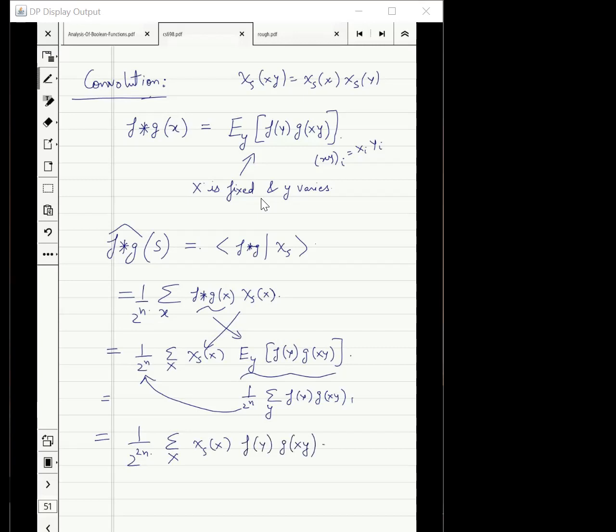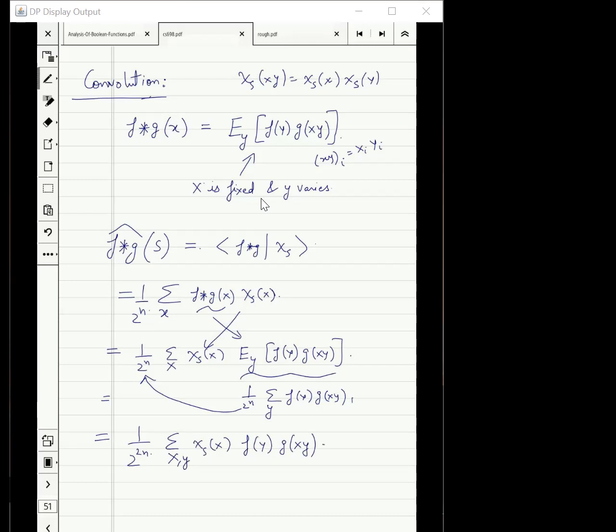Questions about this? This is just putting things in place. There will be a summation over y also. Very nice. Good. I just wanted to check if you guys are not asleep. This means you are awake. Good. Okay. So, yes, my mistake. Y will be there. Now, this is the formula.